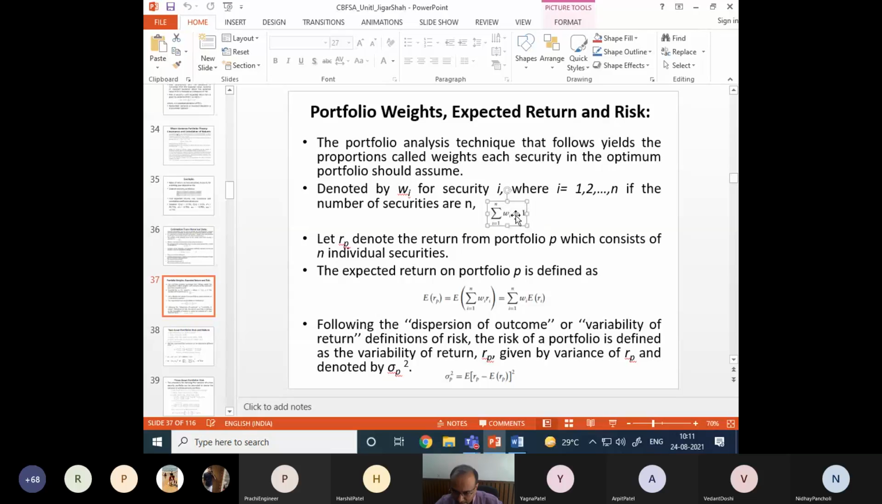So if short selling is allowed, then this weight can be greater than 1 or it can be negative. Right now we skip this kind of situation, and we assume no short selling is allowed. So Wi is always between 0 and 1, including 0 and 1. OK.